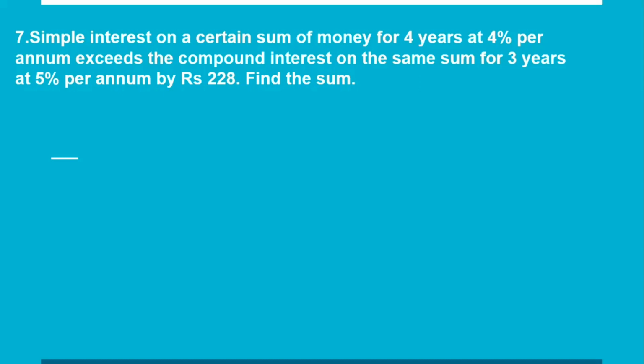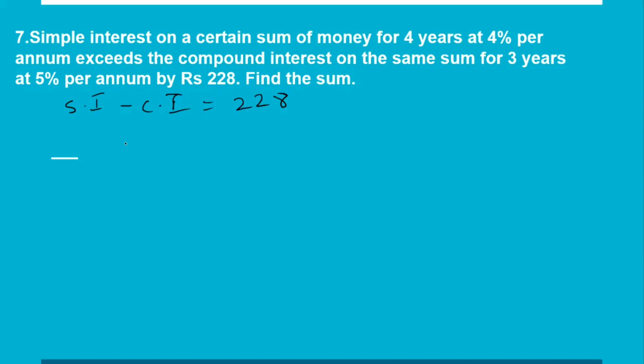Simple interest, question number 7. Simple interest on a certain sum of money for 4 years at 4% per annum exceeds the compound interest. So what is more here? Simple interest is more. On the same sum for 3 years at 5% per annum by rupees 228. That means simple interest minus compound interest is equal to rupees 228. And you are asked to find the sum.